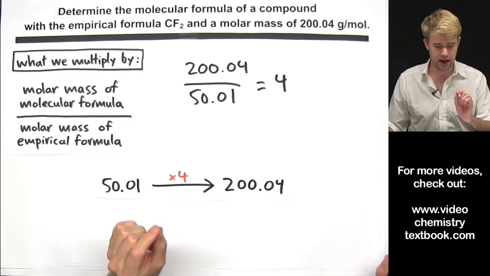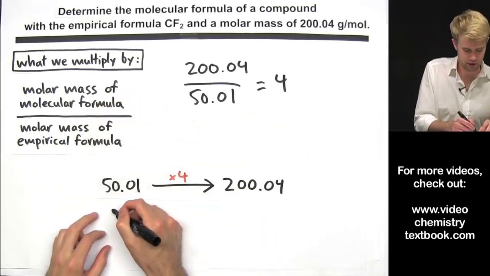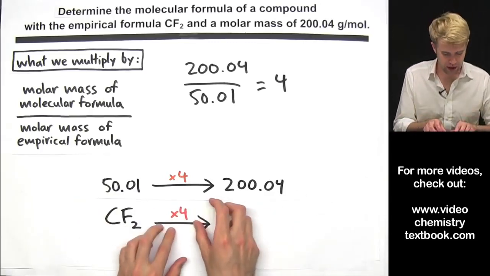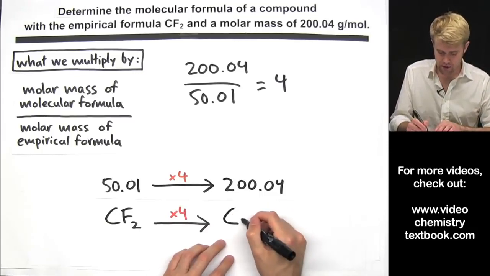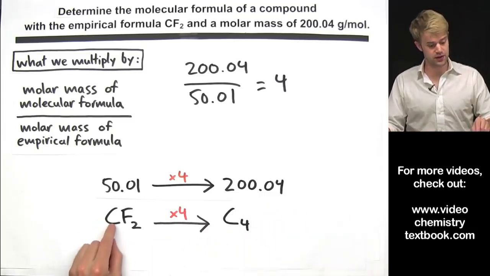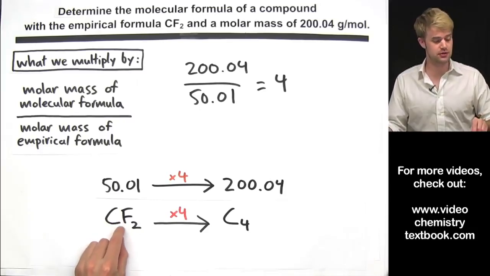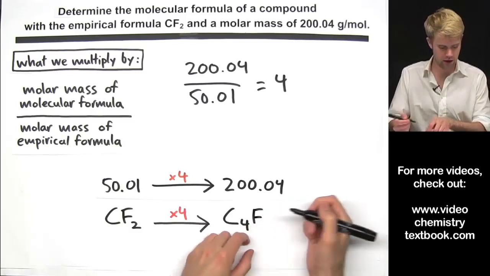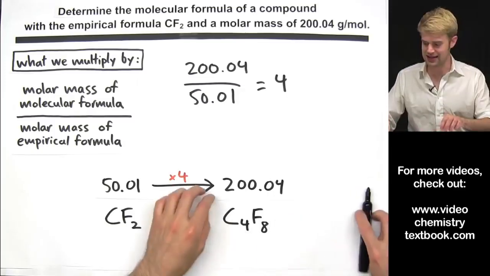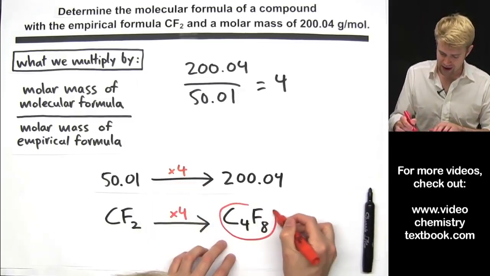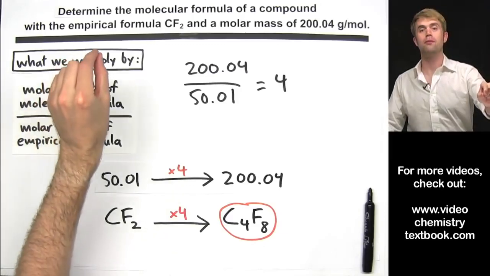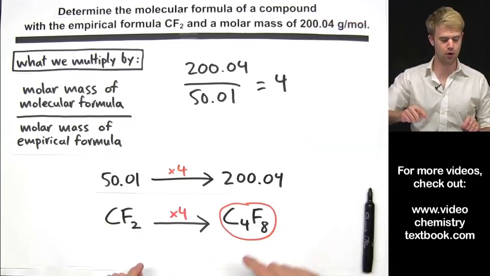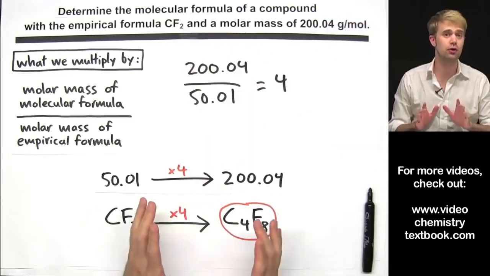We do the same thing to get the molecular formula of the compound. We start with the empirical formula, CF2, and we multiply it by 4 to get C4. It's a 4 because with the C here, if there isn't a number after it, it means that there's just one of them. So we're just essentially doing 1 times 4 is 4. And then we do F2 times 4 is 8. C4F8 is the molecular formula of the compound that has a molar mass of 200.04 grams per mole and has CF2 as its empirical formula.